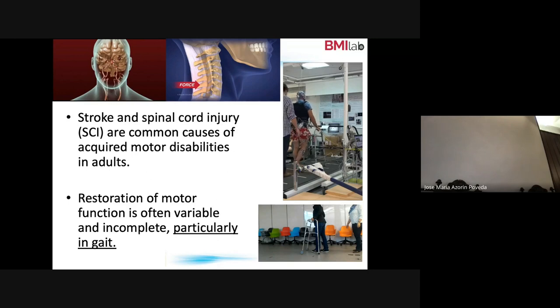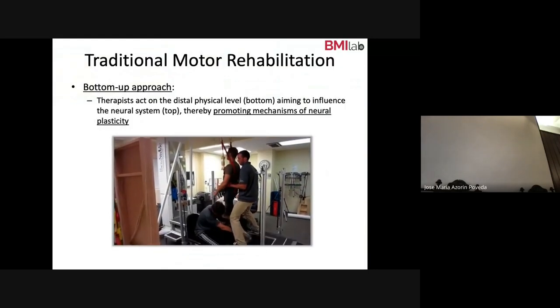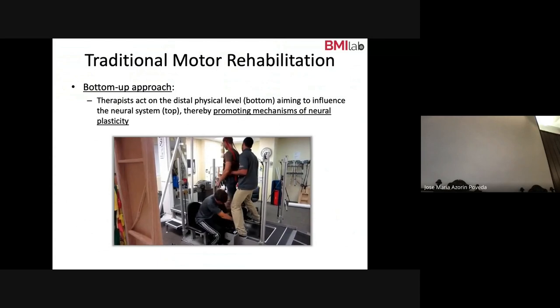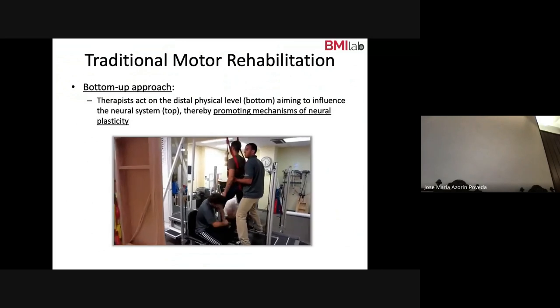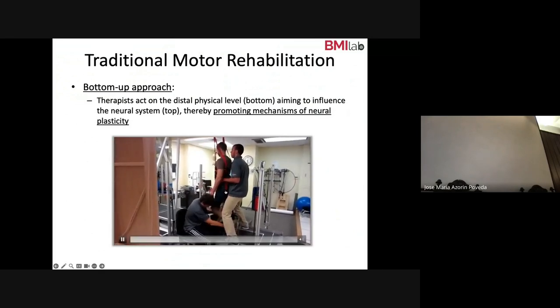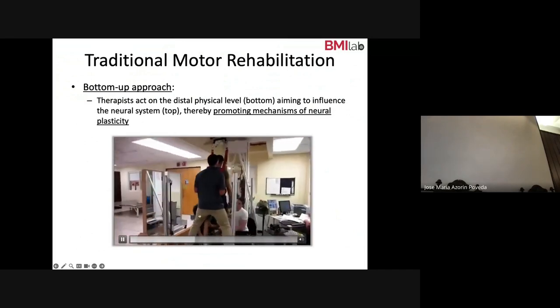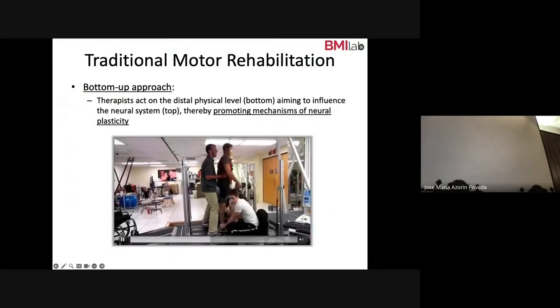And when a person has suffered this kind of accident, what they usually do is try to recover this function by using some kind of rehabilitation. But the problem is that what is actually done in the clinical scenario is to follow this kind of traditional motor rehabilitation, which is a bottom-up approach. I mean, as you can see here, in this case the person has a problem walking. So what we do is to try to move their limbs. We have to move the legs of the person in order to try to influence the neural system of the person.